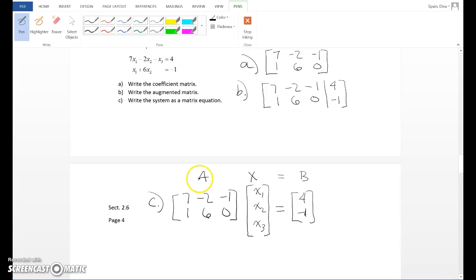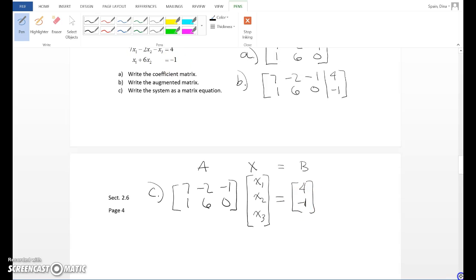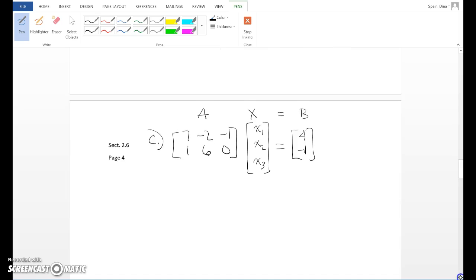A system, remember, the A matrix is just the coefficients, so just pull off those coefficients. X is really easy. Make sure you write it in a column. Pull off those variables, and then matrix B is always a column, whatever those right-hand sides are. Right, that's a matrix equation.